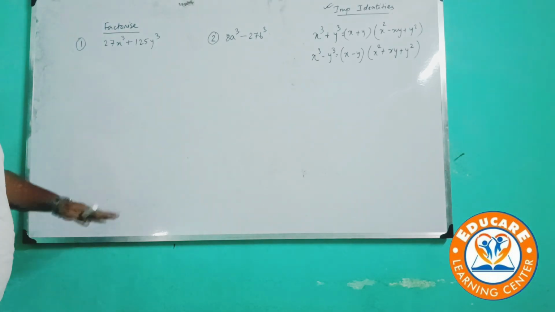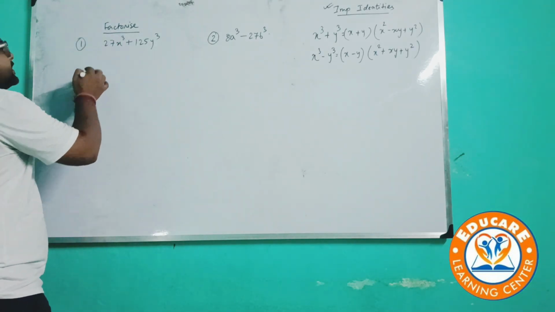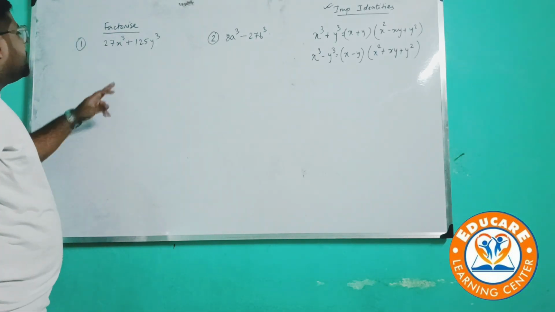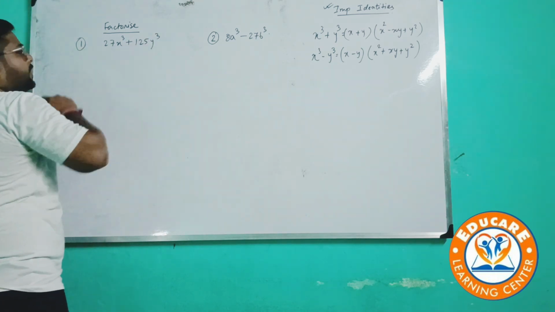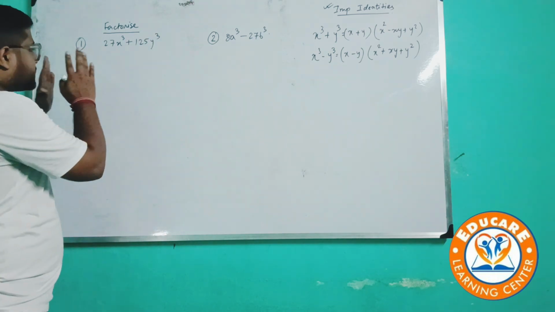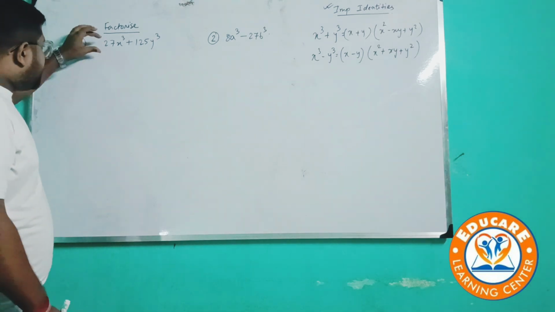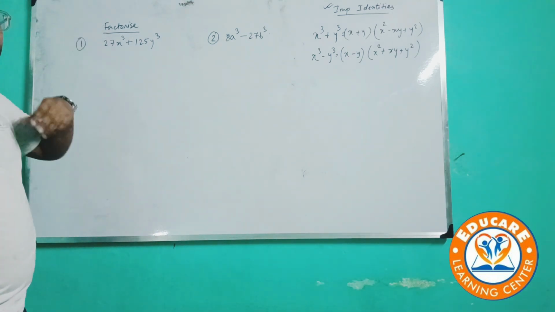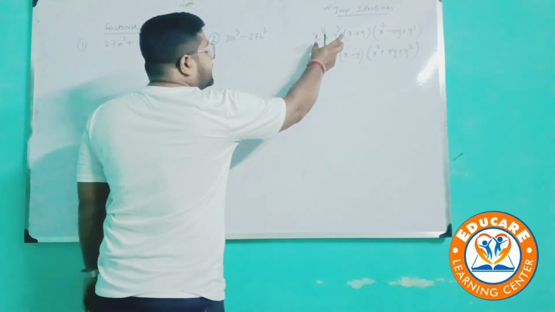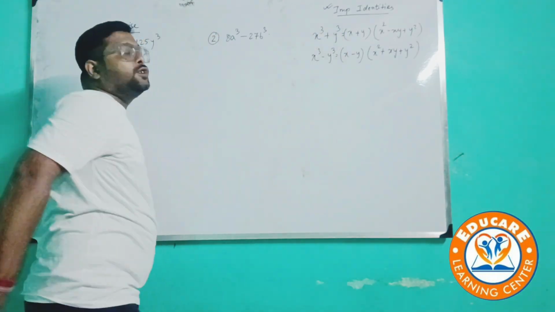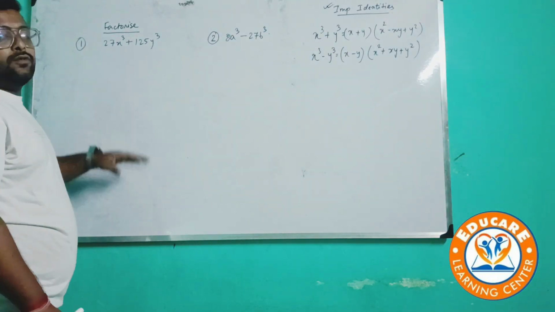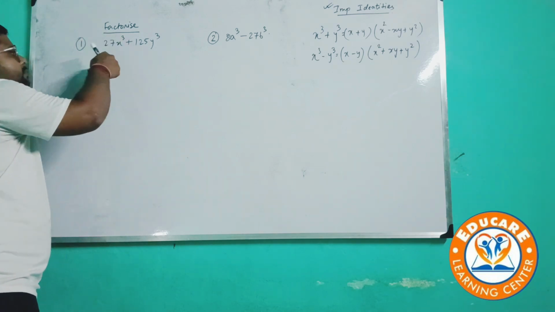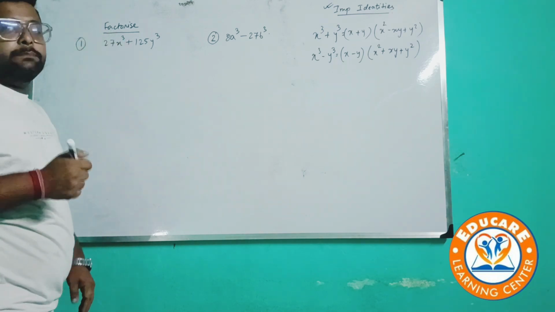Let's look at the question first. Our first question says factorize 27x cube plus 125y cube. Now if you look at this question carefully, the identity says x cube plus y cube. So our first and foremost target will be to break this entire number in power of 3.